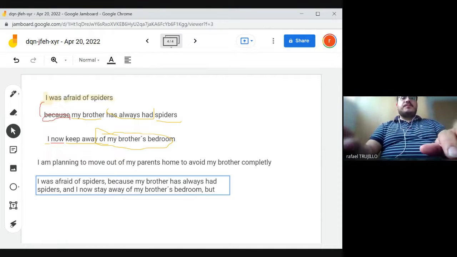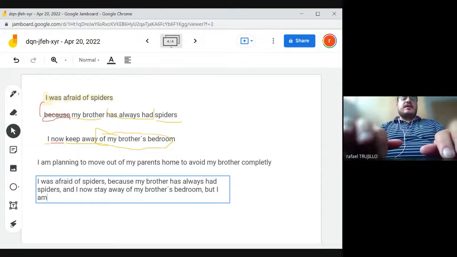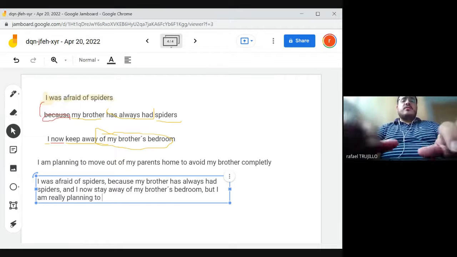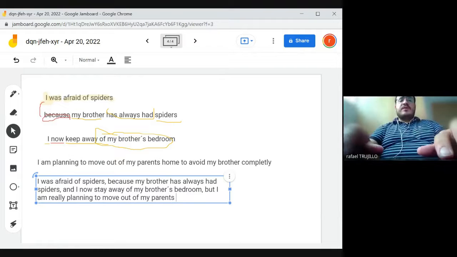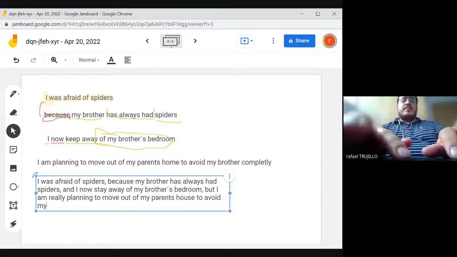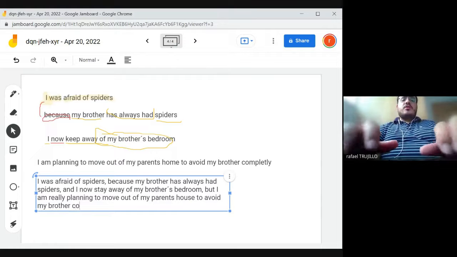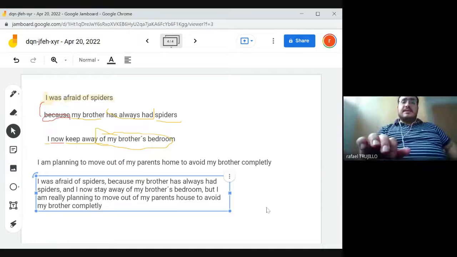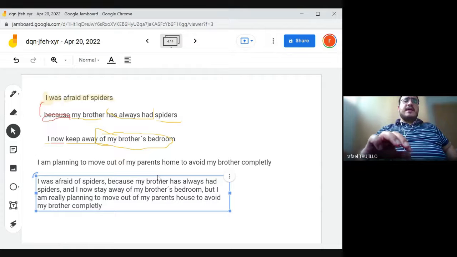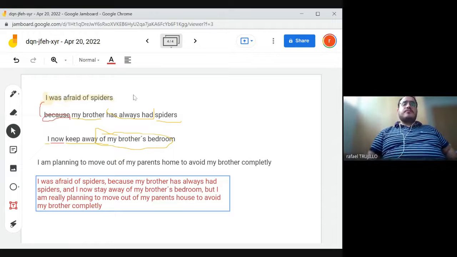but I am really planning to move out of my parents' house to avoid my brother completely. See? And now I have the whole form answered. I have the full answer of the form, the full answer. There is nothing more to say for this form.